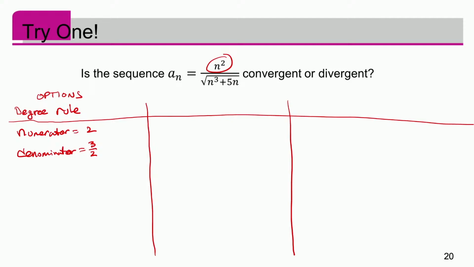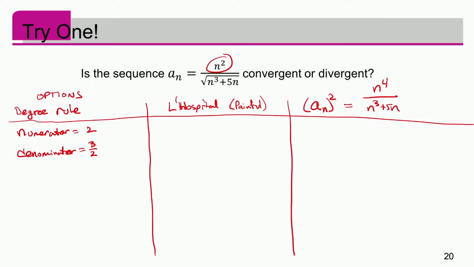Option number 2 is to do this. You do L'Hopital. I guess I should capitalize, which is, this is going to be painful. So I'm not going to do it, but you could. Another way is to do this. Now you might say, well, what good is that? Well, if a sequence converges, then when you square that sequence, it will also converge. So let's just square this and get rid of that square root. So a sub n squared is n to the 4th over n cubed plus 5n. That clearly diverges. And so, of course, the original sequence will diverge as well.